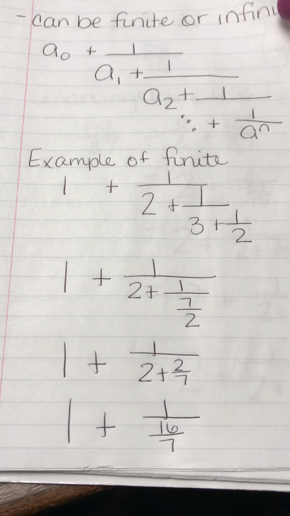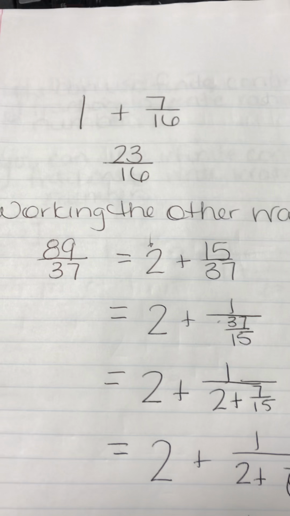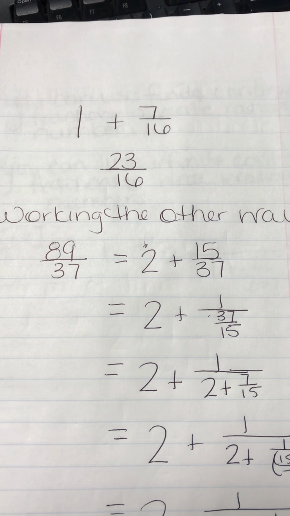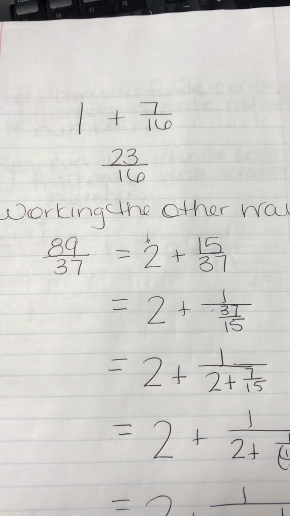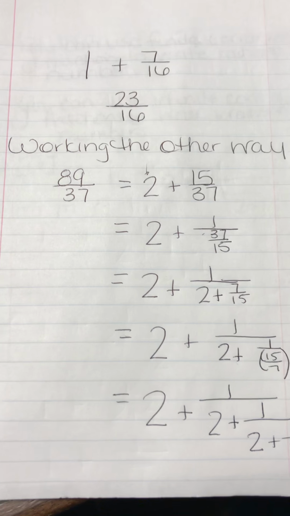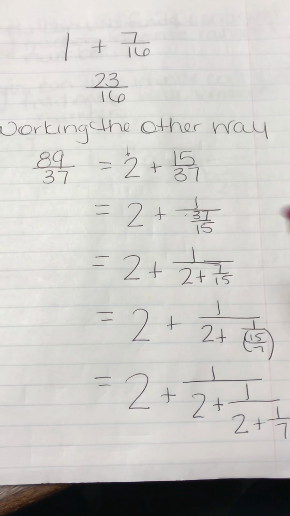And again, you can use the reciprocal. So you end up with 1 plus 7 sixteenths, which gives you 23 over 16. So that's a way of writing a rational number. And you can actually work the other way to find it. So if you start with a fraction, you break it down.